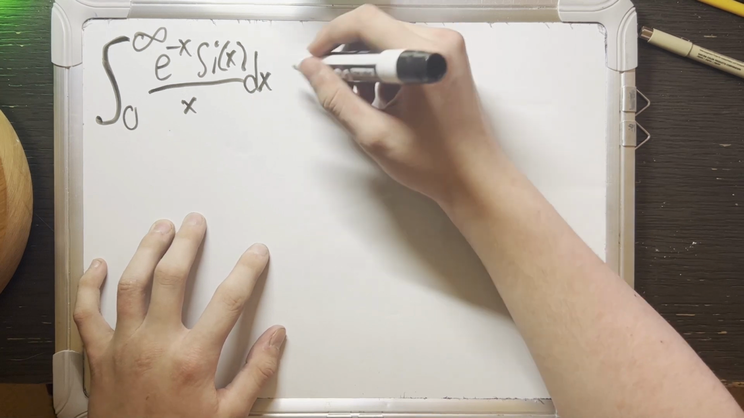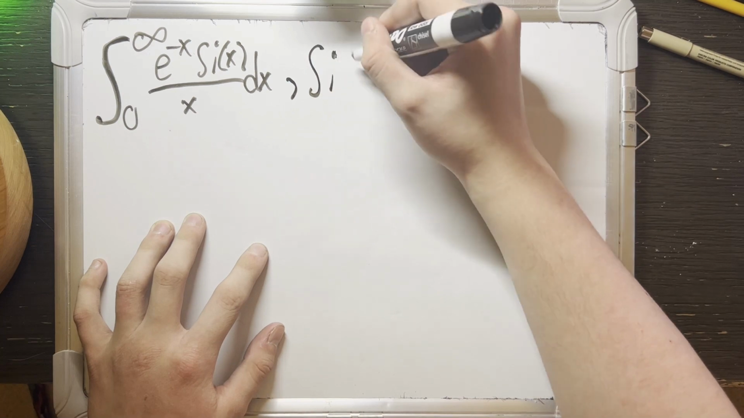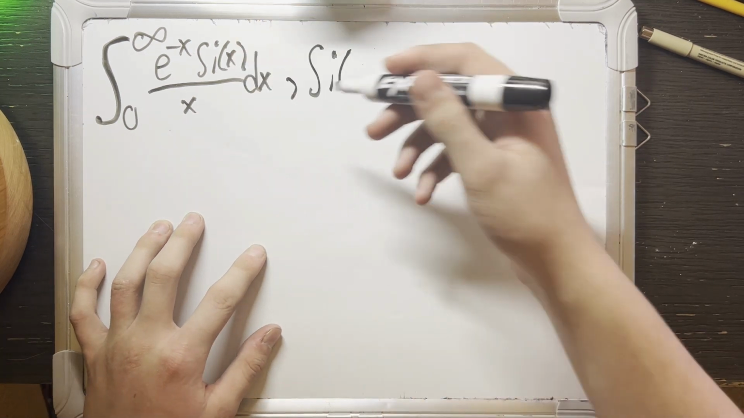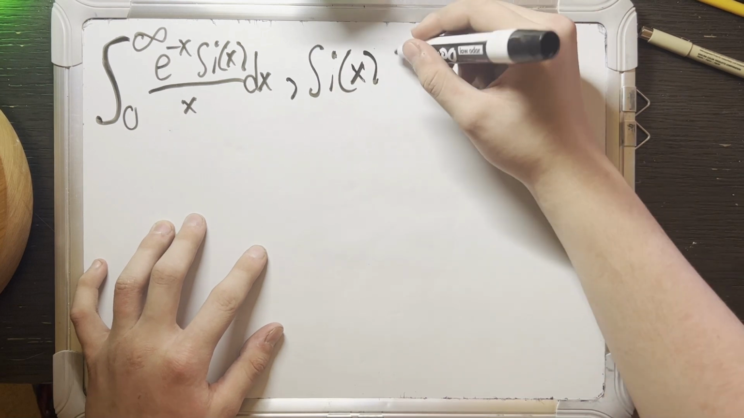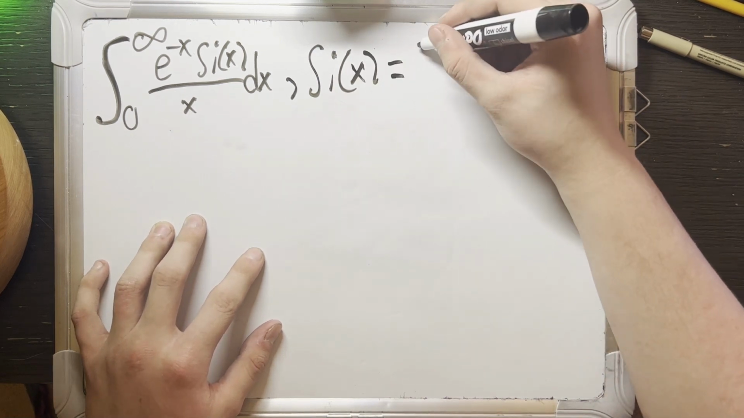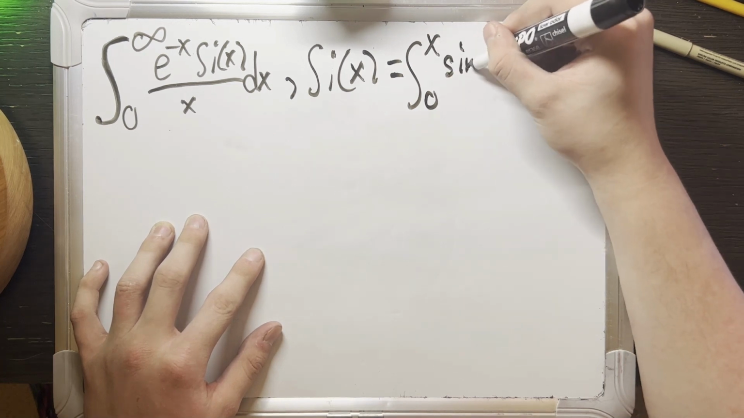Now, so the SI function. Okay, this SI function is the weird part here. This integral would be fairly easy, if not trivial, if it weren't for this. So the SI of x is defined as the integral from 0 to x, defines the Dirichlet integral, really.